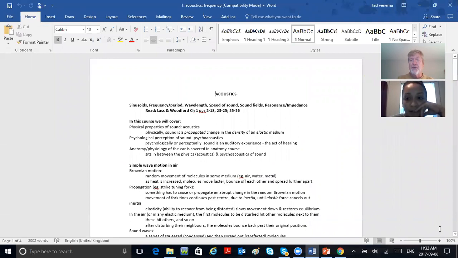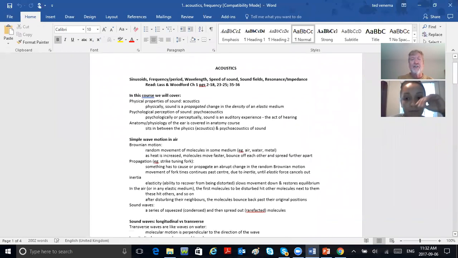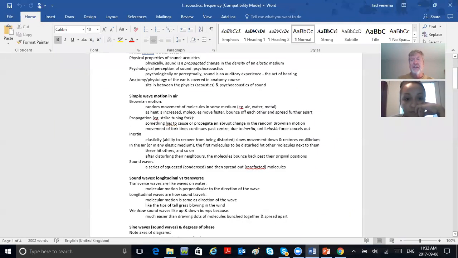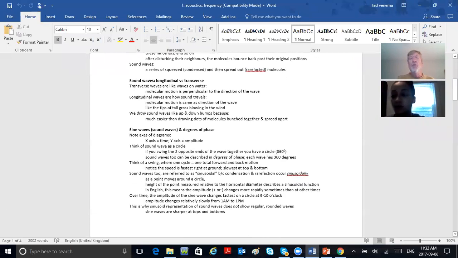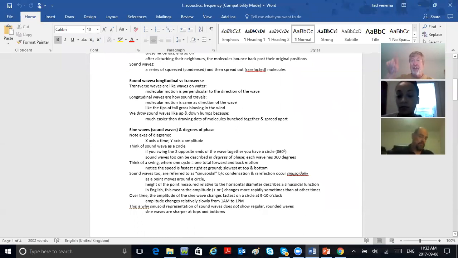And you'll see the notes here, and we had kind of covered the first page. We talked about molecular movement in air. We talked about sound waves, about how they are not really going up and down.